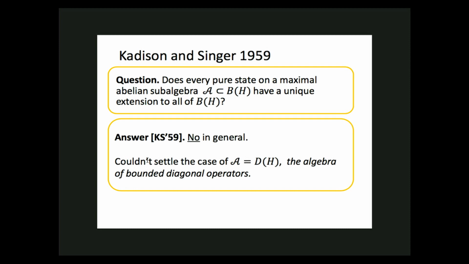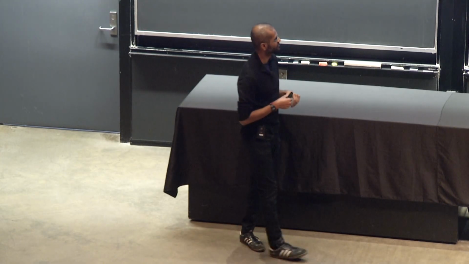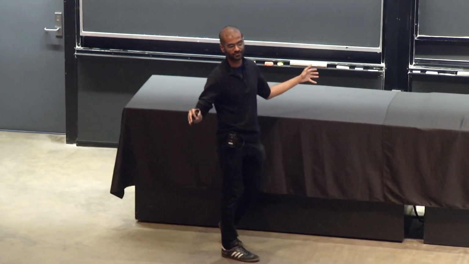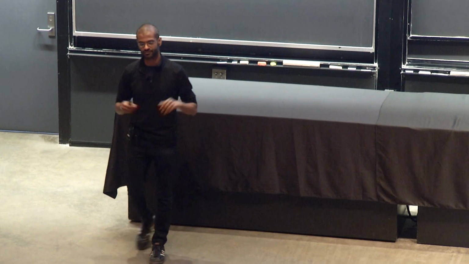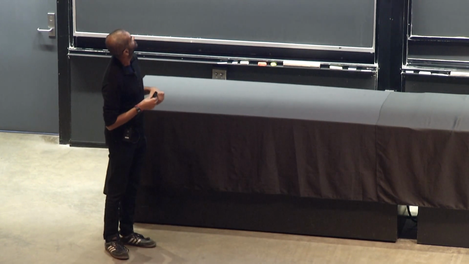They constructed some abelian subalgebras with the property that there are pure states on them that have two different extensions. This somehow suggests that this mathematical framework has some sort of problematic indeterminacy about it. You can make all the measurements in this maximal family, which is all you can hope to do anyway, but that somehow doesn't completely uniquely determine the state of the system. So they said, okay, no.